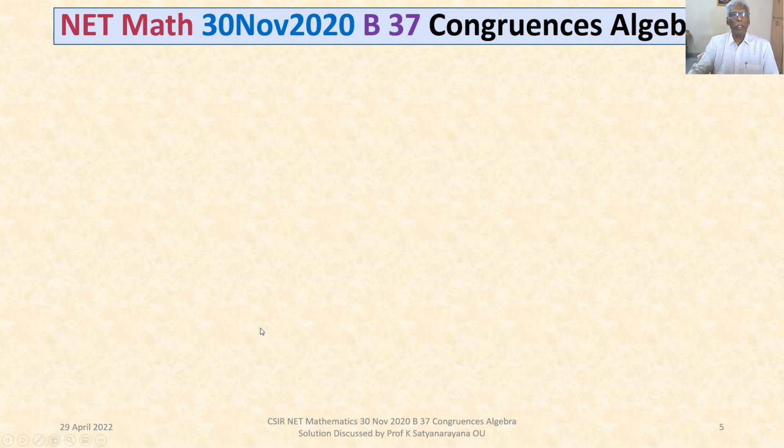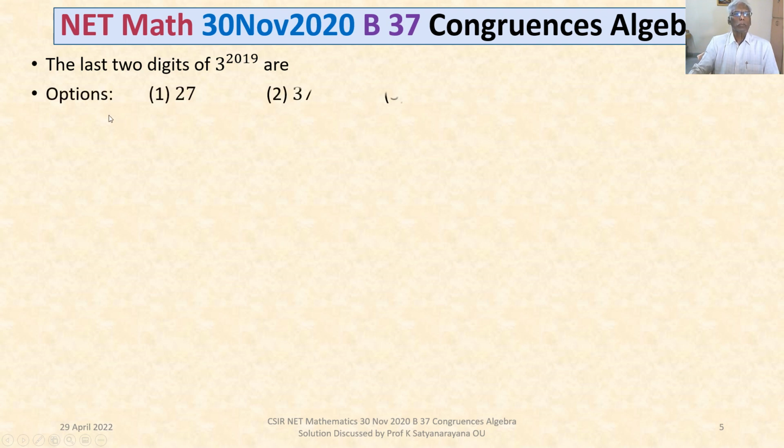The problem is, the last two digits of 3 power 2019 are, the four options are given to us. Option 1, 27, option 2, 37, option 3, 57, and option 4 is 67.